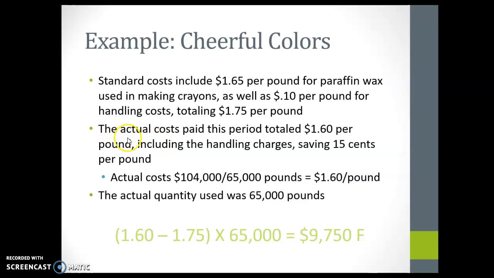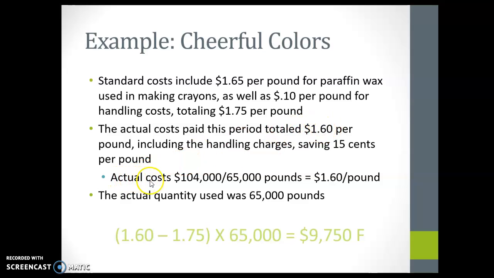So now we're going to look at the actual cost that we paid this year, which totals up to $1.60 per pound, including the handling charges. So between the $1.75 a pound and the $1.60 a pound, we save 15 cents a pound, okay? Now, how did we get that $1.60?